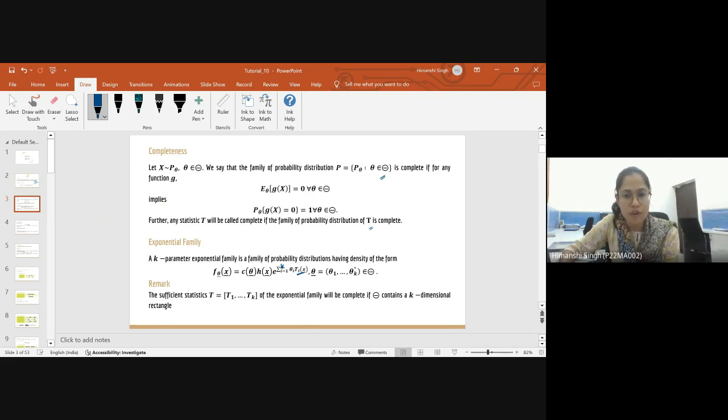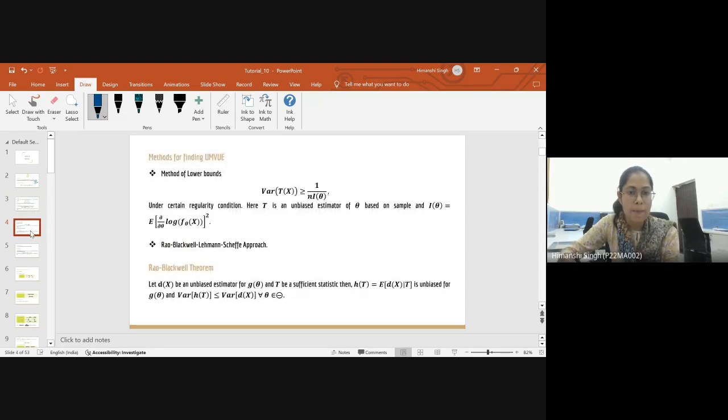Now for this exponential family, we have the result that this sufficient statistic is complete. Given that the range of the parameter, theta 1, theta 2, ..., theta k, contains a k-dimensional rectangle, then we'll say that this sufficient statistic is a complete sufficient statistic. This complete sufficient statistic plays a very major role in constructing the UMVU, that is uniformly minimum variance unbiased estimators, which I will be discussing in the next two theorems.